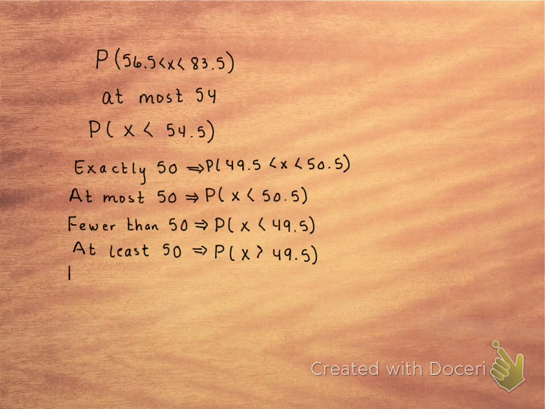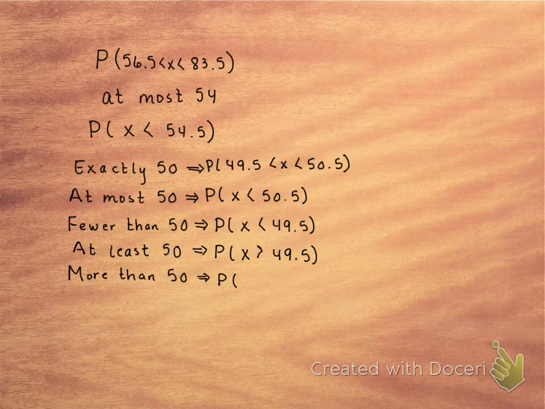And then more than 50, we are not including the 50. So the probability, as far as our bounds go, is X is greater than 50.5. So the thing that we need to do is determine whether or not we are including that number or not. That is the key here. Okay?